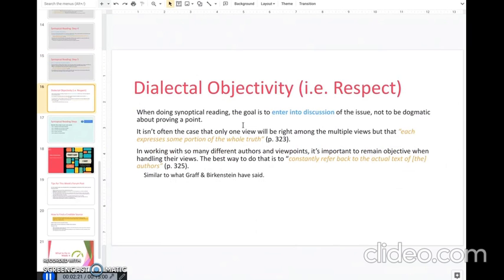Okay, the goal is not to be dogmatic about proving your point, but to show that you've been reasonable, that you've considered all of the multiple different views, and then explain why you believe that your view or your answer and response is still the best one that there is. So using your Graff Birkenstein book and those templates they give you will really help you keep that respectful tone and help weave in the different voices from your sources and have them blend with what you have to say.